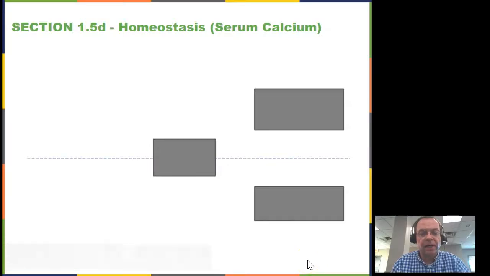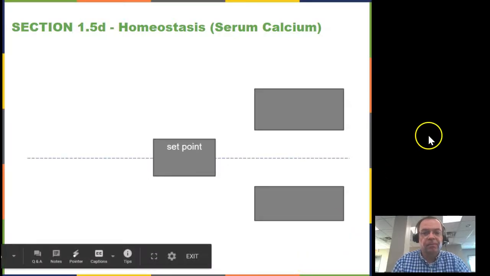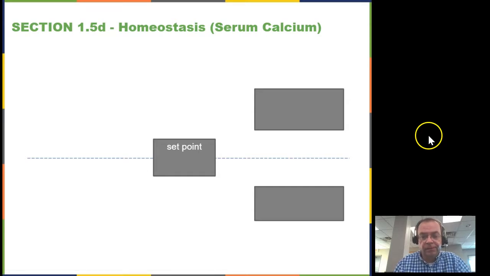Section 1.5D, Homeostasis of serum calcium. Serum is another word for blood. So this is regulating the amount of calcium in your bloodstream.